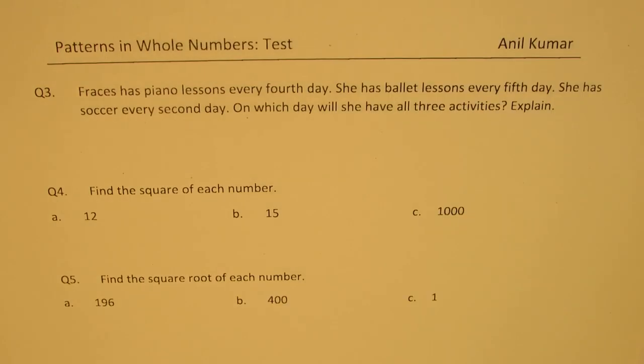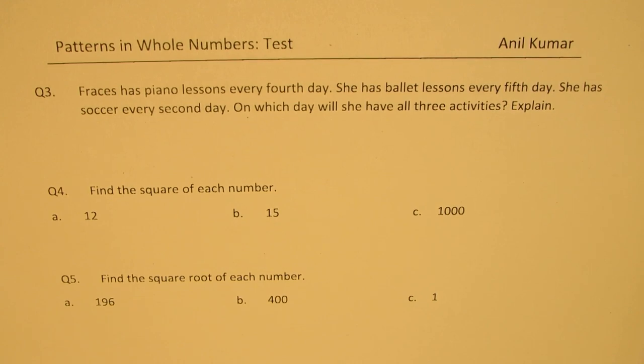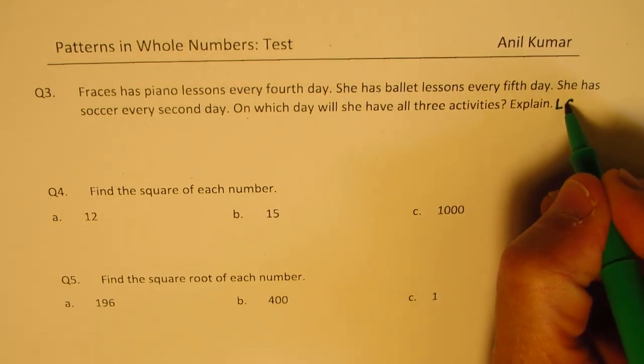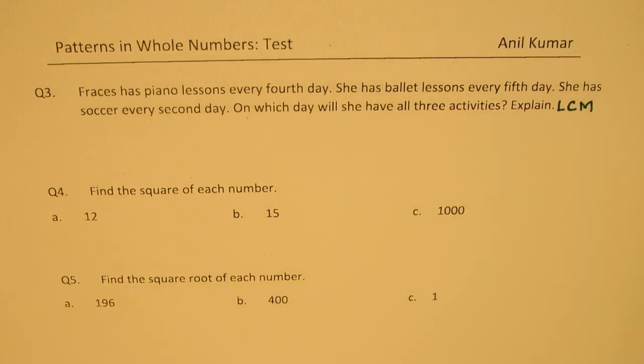I hope that helps. Here is question number 3. Frances has piano lessons every 4th day. She has ballet lessons every 5th day. She has soccer every 2nd day. On which day will she have all 3 activities? Explain. To answer these questions, we need to figure out the lowest common multiple. So what we are looking for is the lowest common multiple, which is the smallest number common to all.